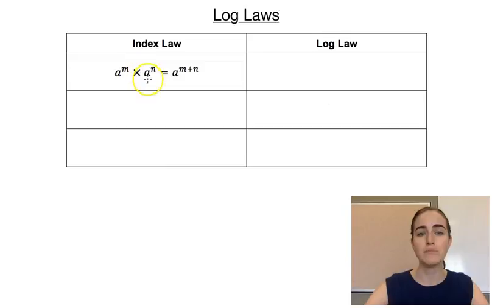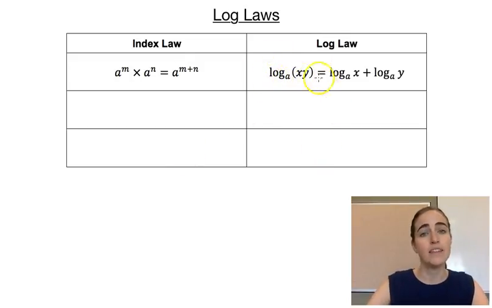One of the first index laws that we look at is if we've got a to the power of m times a to the power of n, it becomes a to the power of m plus n. So if they've got the same base and we're multiplying, then we add the powers. What that translates to as a log law is this. If we've got log to the base a of xy, that's equivalent to log to the base a of x plus log to the base a of y.